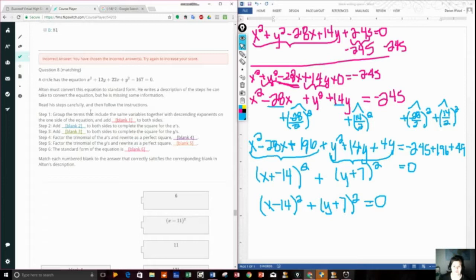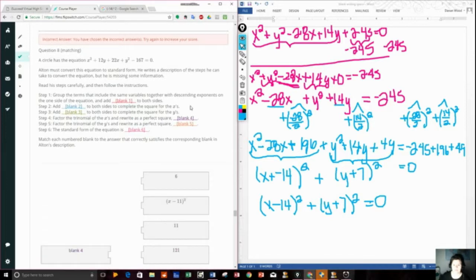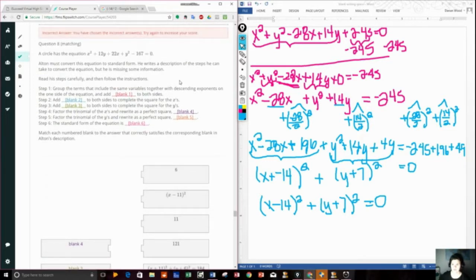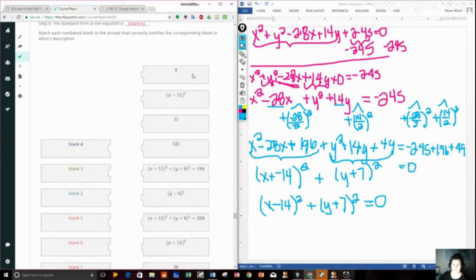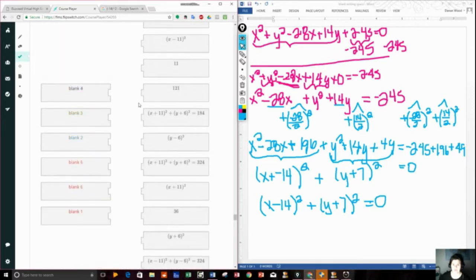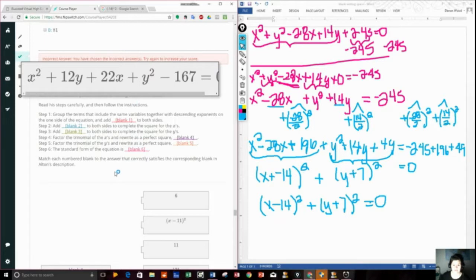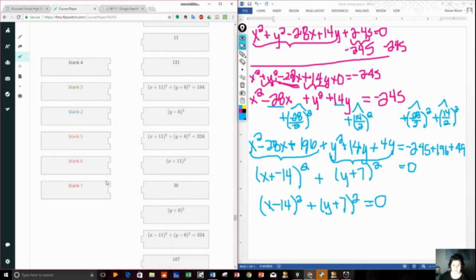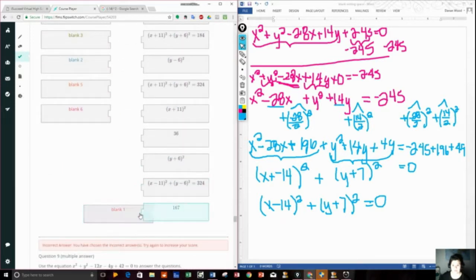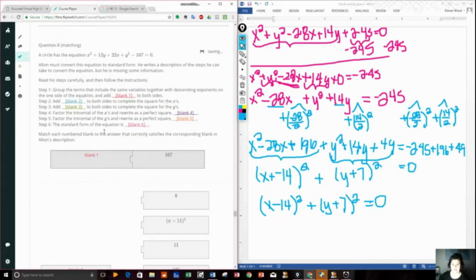Okay, step 1. Group the terms that include the same variable together with descending exponents on one side of the equation and add blank to both sides. So the first thing that we did is we added our constant to both sides so that it could be on the other side. And since it's a negative 167, that's why you would add 167. So blank 1 is going to be 167. He's moving his constant over.